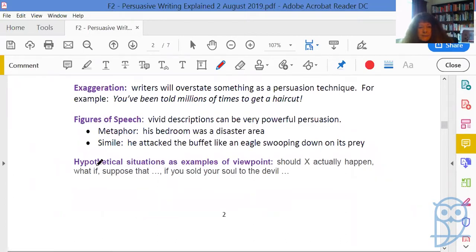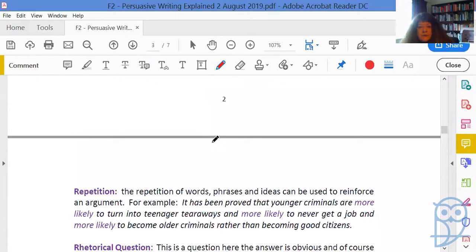Now, let's see if you know what a hypothetical situation is. It's one that you could just talk about. You would say, what if such and such happened? Suppose that X, Y, Z happen. And should a comet actually hit the Earth, would mankind survive, etc. If you sold your soul to the devil, where would you end up? What would happen? So hypothetical things are things that may not happen, but you might be able to use them as a means of persuading someone about something. And we're talking all about persuading people to do things, right?